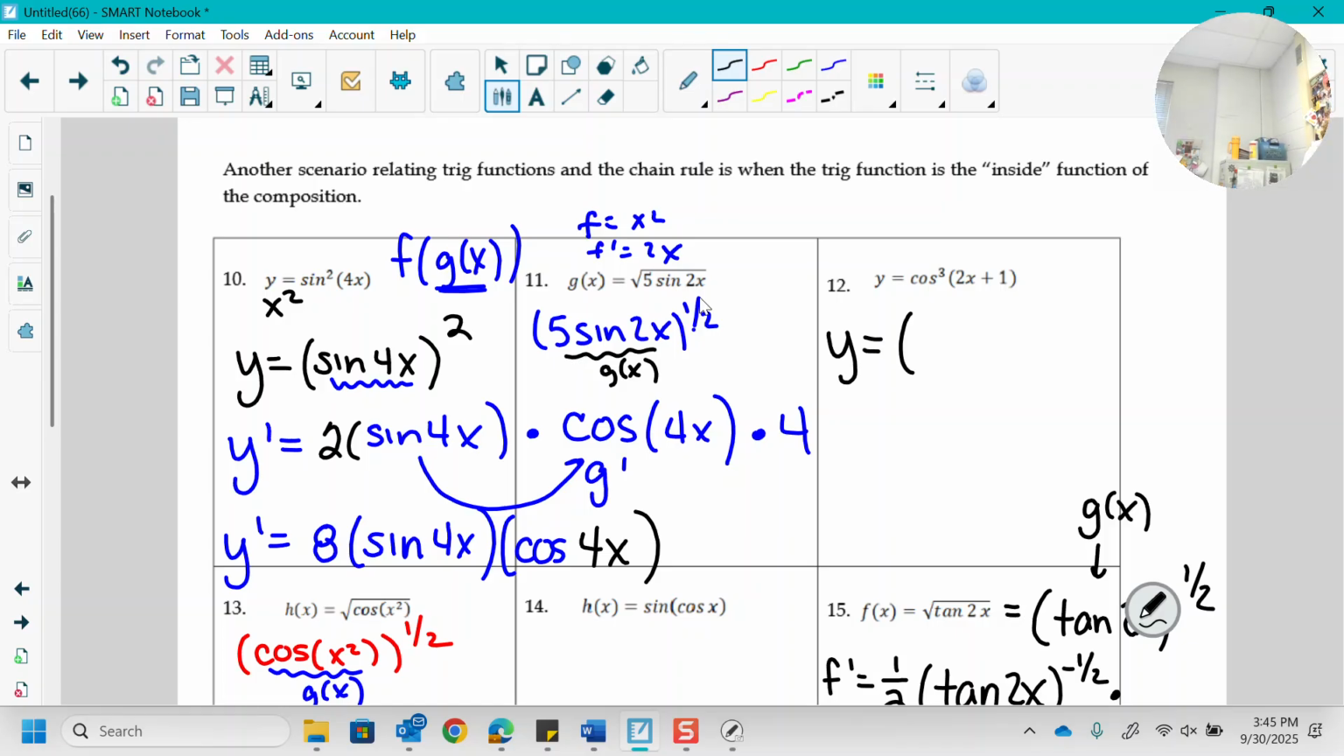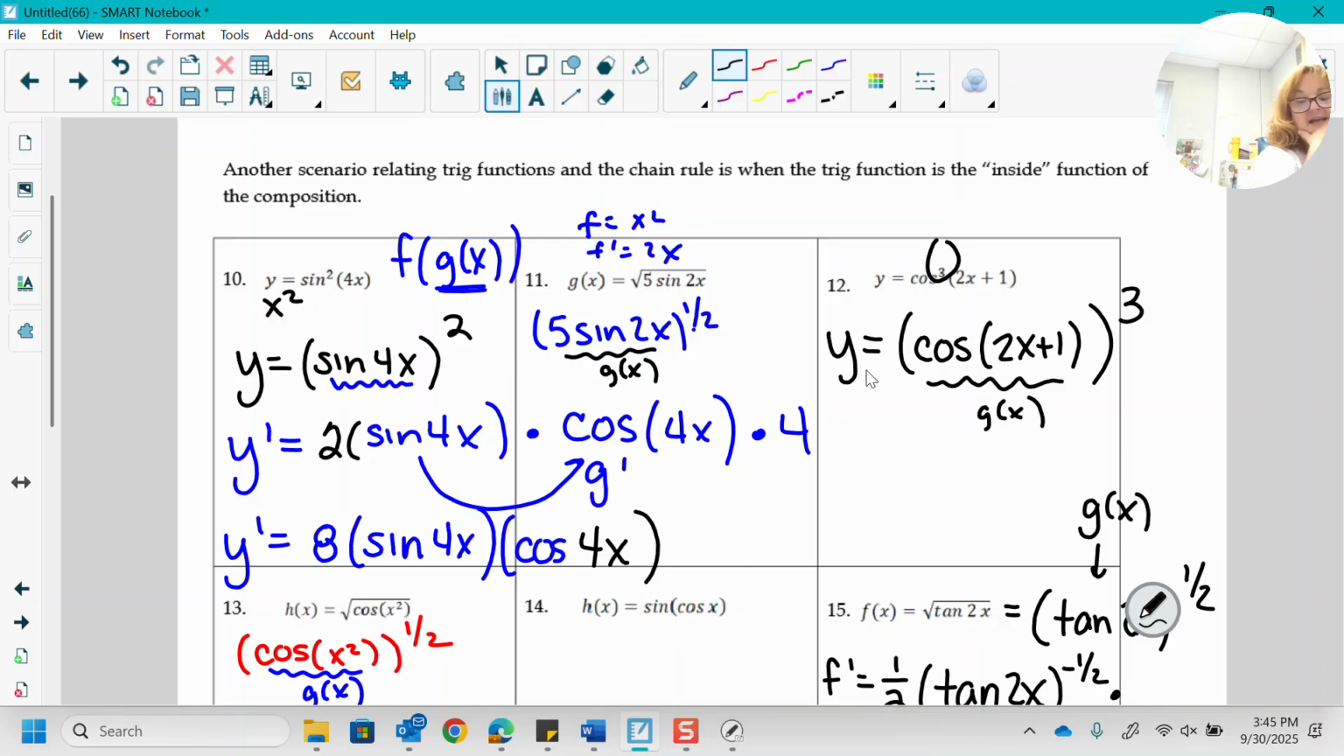On 12, if you rewrite this as the cosine of the quantity 2x plus 1 and then a big old cube on the outside, then you can attack it very similarly to your roots. You've just got this whole expression as your g. There's going to be a key for you to check answers. So as you're working on this after your quiz, you can go in and check answers.